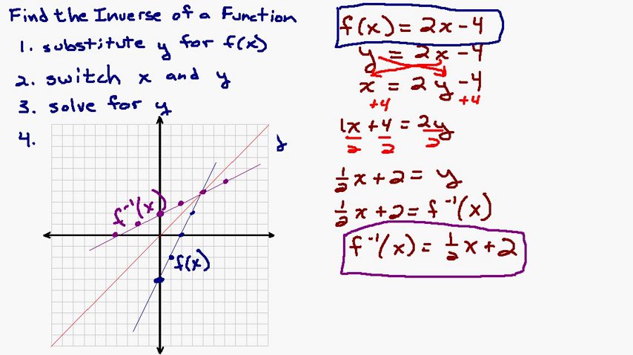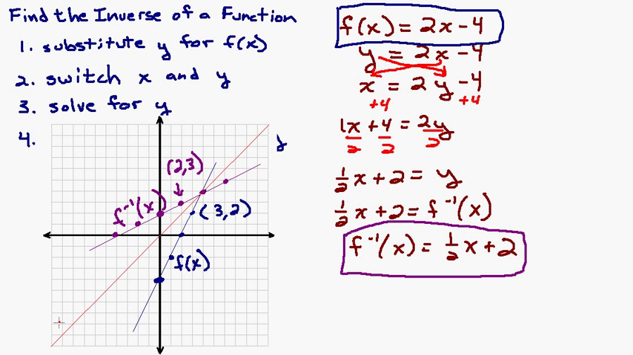And another way to check that your function is right: pick any point on your function, let's look at this point right here. This point is over 3, up 2. If I flip the order and put the 2 first and the 3 second, the 2 is the x and the 3 is the y, that should give me a point on my inverse, which it does right there, over 2, up 3. And that's why you get this reflection over the line y equals x.